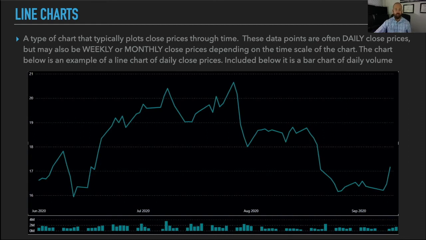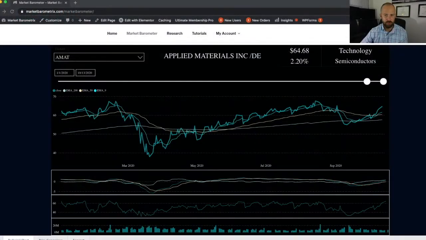I'm going to pop us into the market barometer real quick so we can get a live interactive chart. So what we see here is a basic line chart of Applied Materials, date range, year to date 2020.